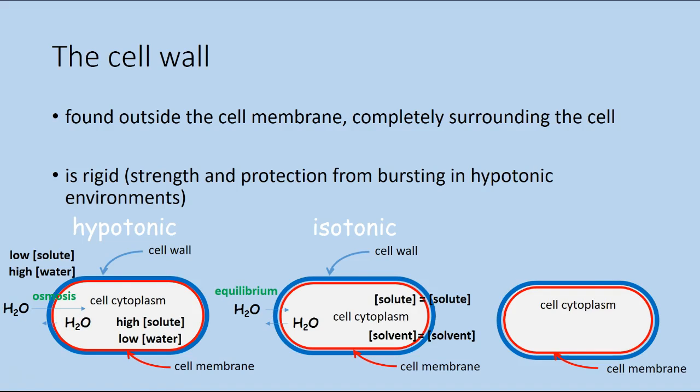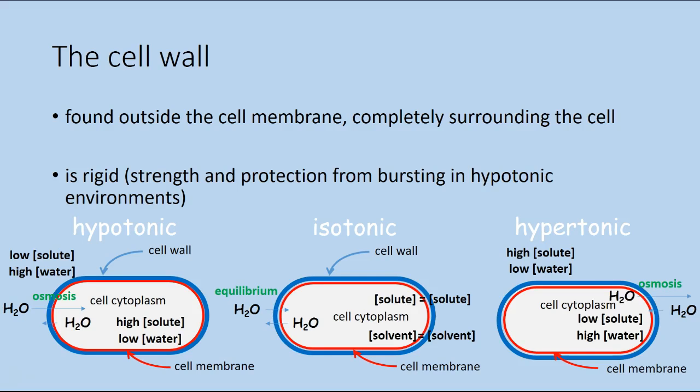Sometimes a bacterial cell might find itself in a hypertonic environment. That's where there's less water outside the cell compared to that inside the cell. In this case, water moves out of the cell until equilibrium can be reached. As water leaves, the cell membrane pulls away from the cell wall, reducing the overall cell volume.